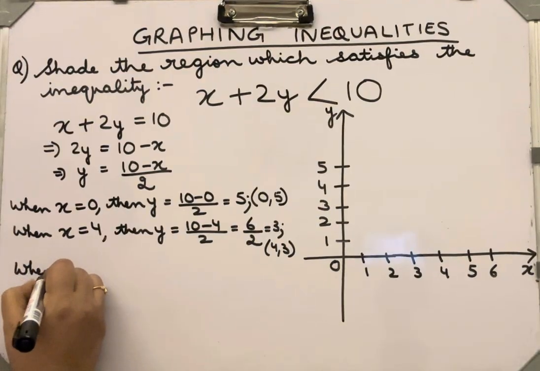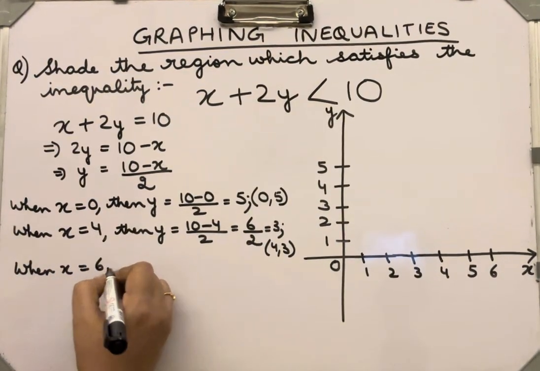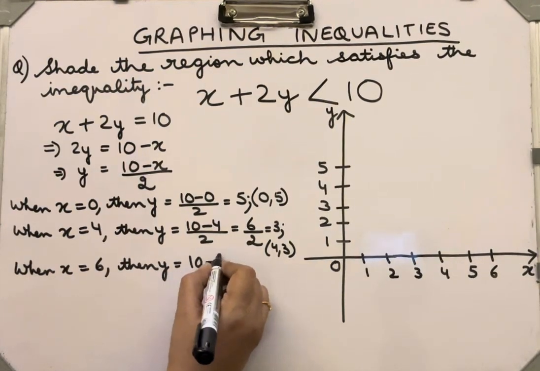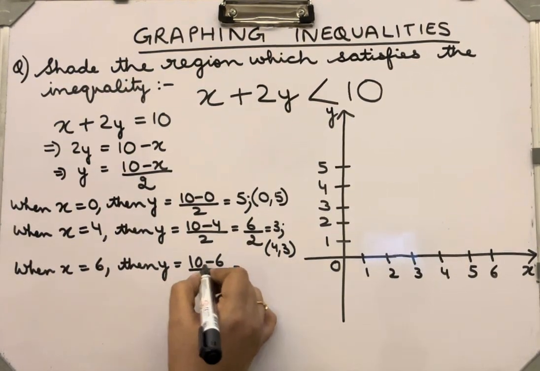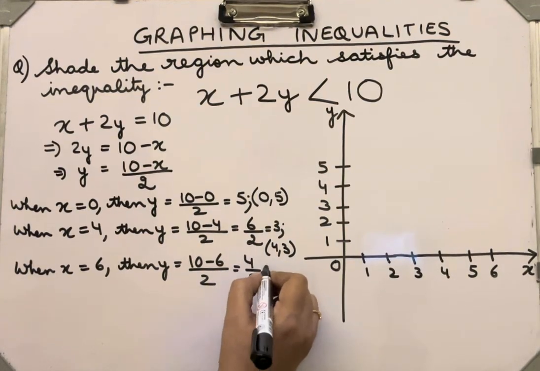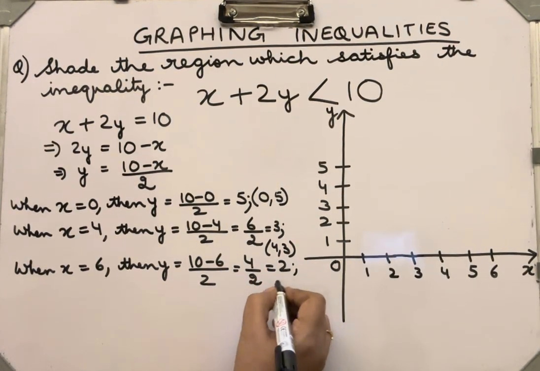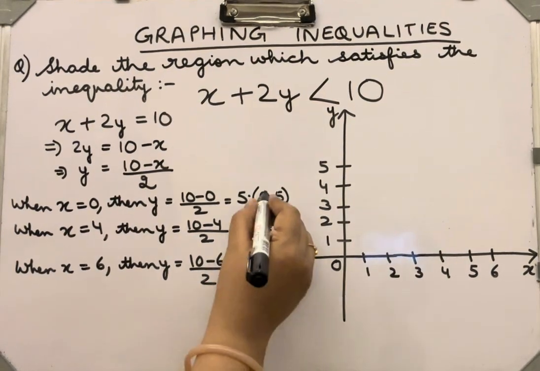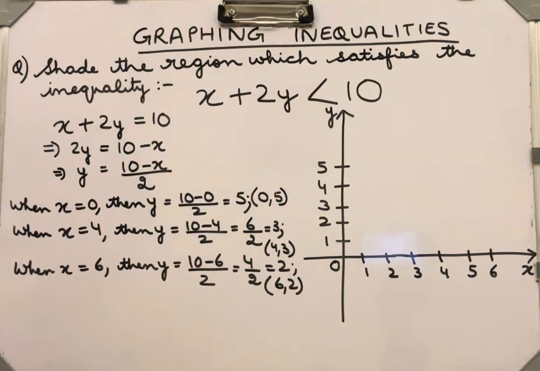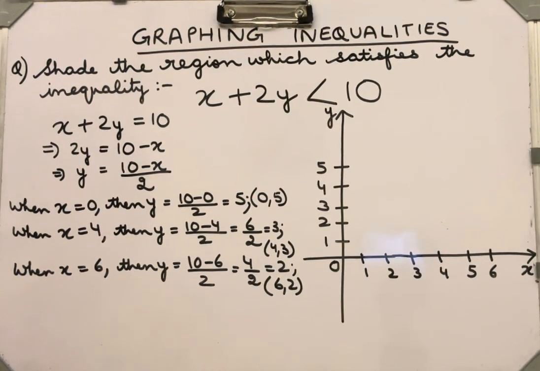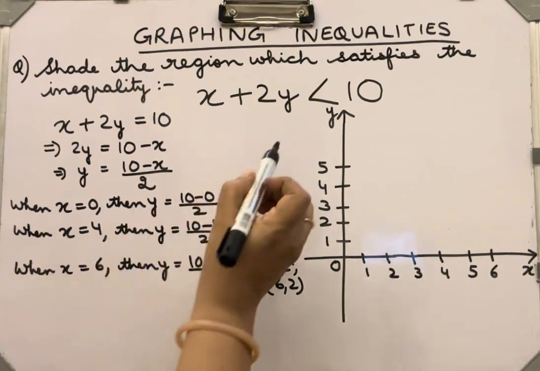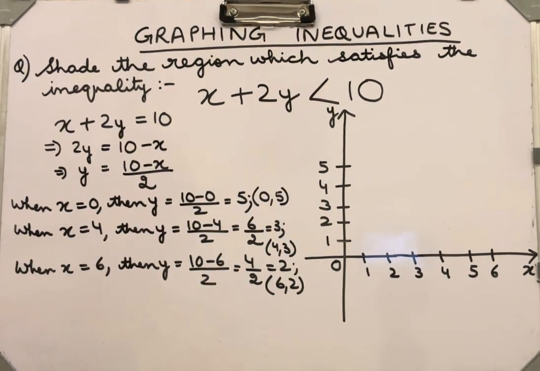Next, when x is equal to 6, the value of y will be (10 minus 6) divided by 2. Now 10 minus 6 is 4, divided by 2, which is equal to 2. Hence, the third coordinate point will be 6 and 2. Now we have the three coordinate points. Now let's draw a straight line passing through these points. Remember, it will be a dashed line since there is no equal to sign in the given inequality.